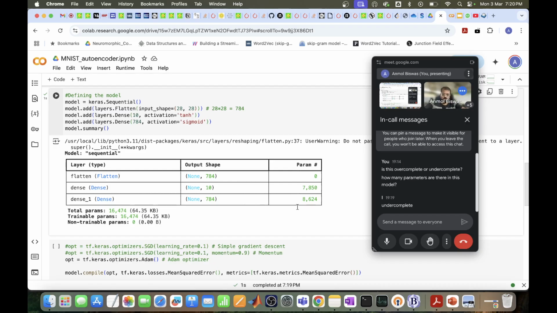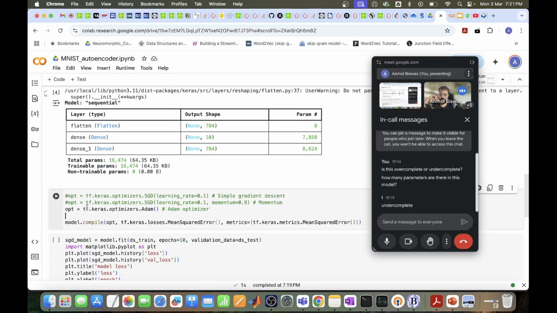The total number of parameters is very small, just 16,000 something parameters, and this is an extreme compression. You have inputs that have 784 values, and you're trying to compress them to just 10 values.